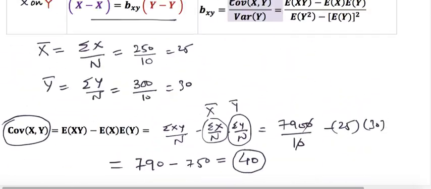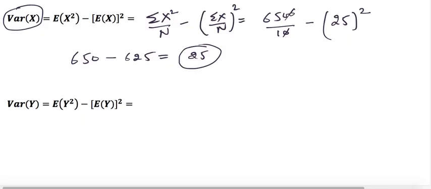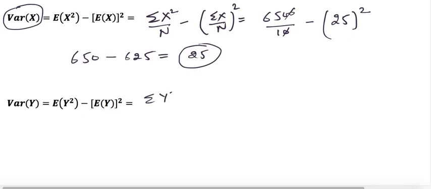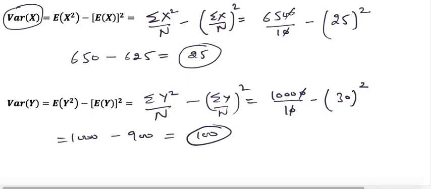Now let us find out the variance of y. So y square sum is given as 10,000. It means we need to find the average of the sum of y square, which is 10,000 upon 10, minus 30 square, because 30 is the mean, which we have already calculated. So we can simplify it. There is a 1 0 cancel. So we are getting 1000 minus 900, and 1000 minus 900 is 100. So we got the value of the variance.